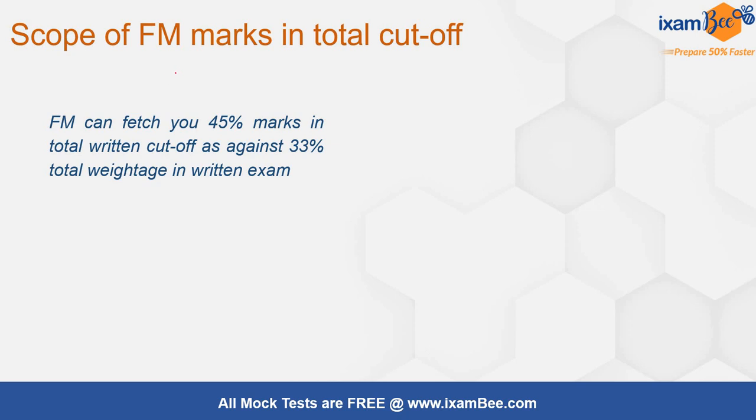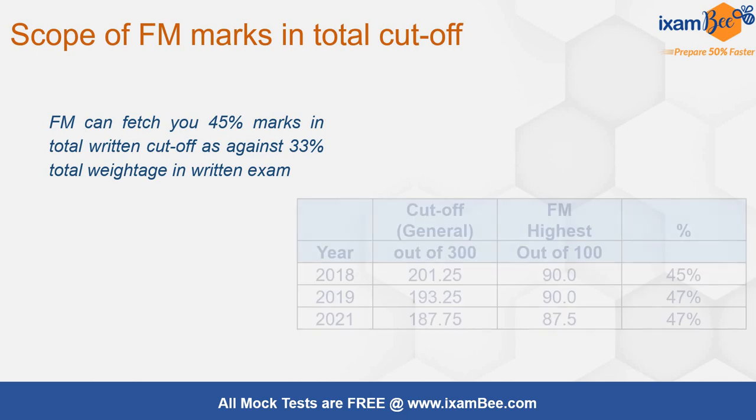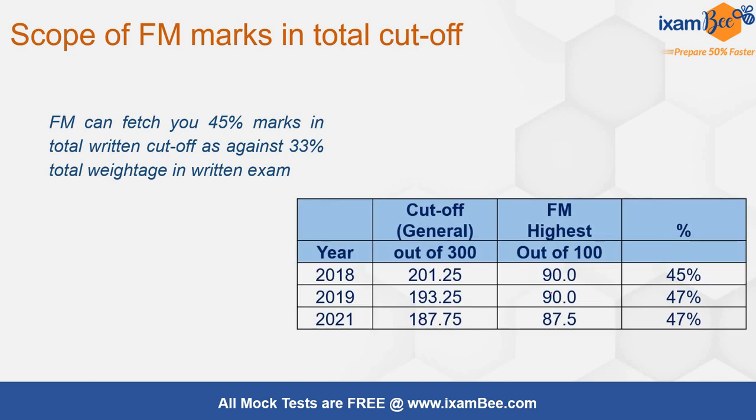Here I am comparing the cutoff marks and the highest marks of finance that have been obtained. So the cutoff for the general segment was 201 in 2018, it was 193 in 2019, and in 2021 the cutoff was 187.75. This is for the written part, which is your phase 2. Out of 300 marks, because there are 3 papers. The ESI is of 100 marks, your English is of 100 marks, and your FM is of 100 marks. So FM has 33% weightage, one-third weightage in your overall total marks.